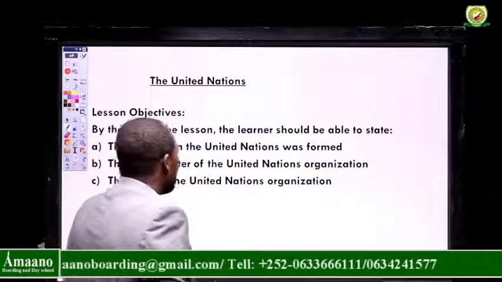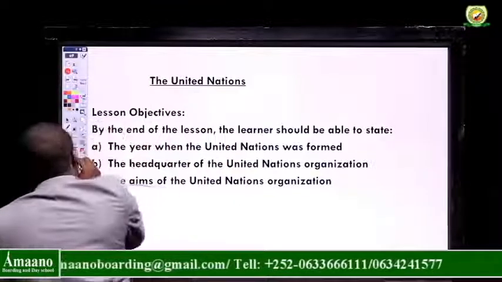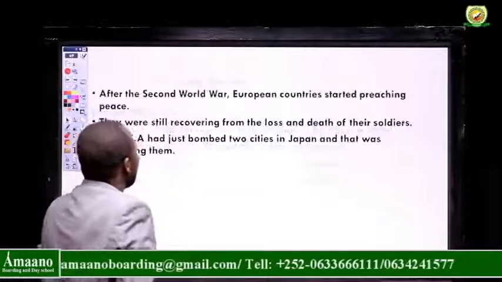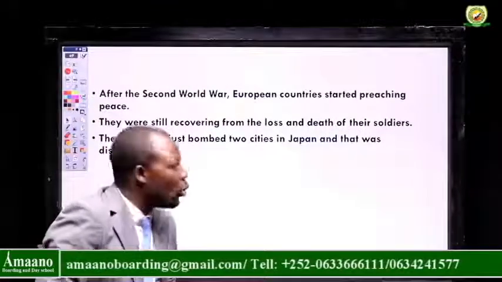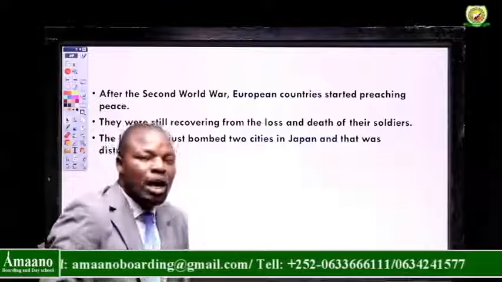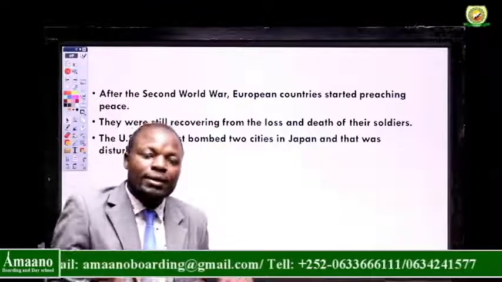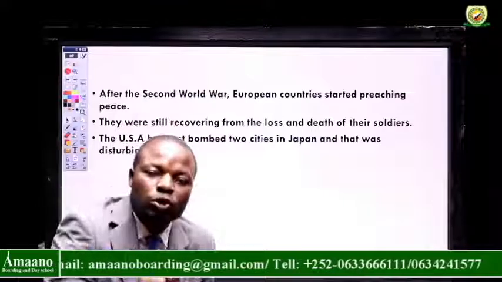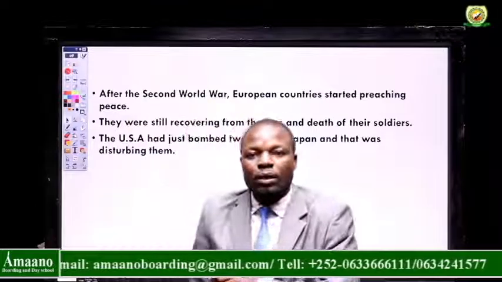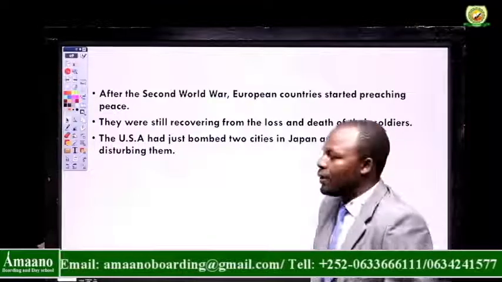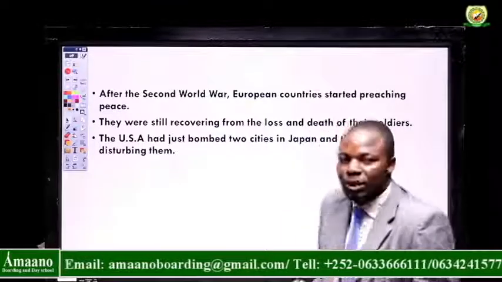I'll lead you through all this, and straight away we shall go through the following, that after the Second World War, European countries started preaching peace. They wanted peace. They did not want anything to do with war. Why? Most of their soldiers had died. Most of their companies had collapsed. Most of their people had died. So they wanted to preach peace.